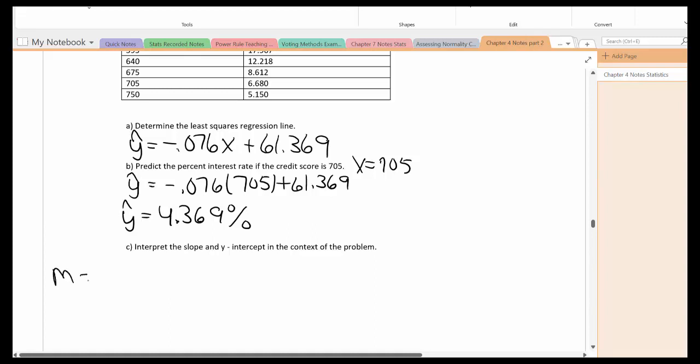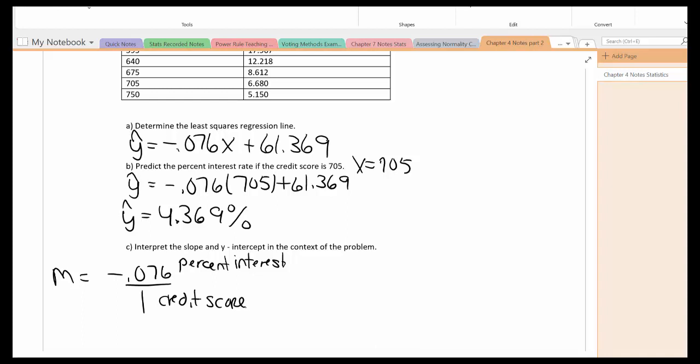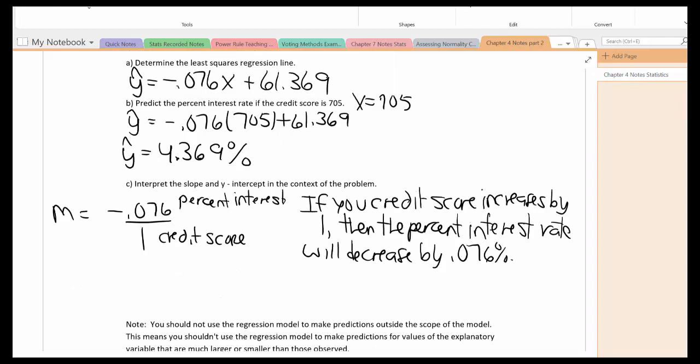So first off, the slope is, I'm going to write it as negative 0.076 over positive 1. Remember, this is the percent interest. That's the y. And on the bottom, that talks about the credit score. So in general, if your credit score increases by 1, you would expect the percent interest rate to decrease by 0.076%. So I'm going to write this out now. So if your credit score increases by 1, then the percent interest rate will decrease by 0.076%.